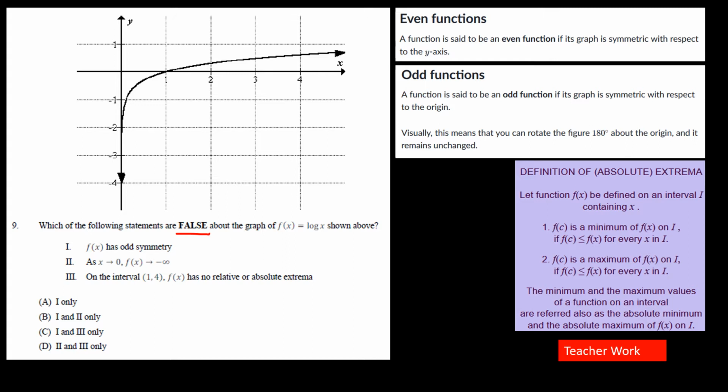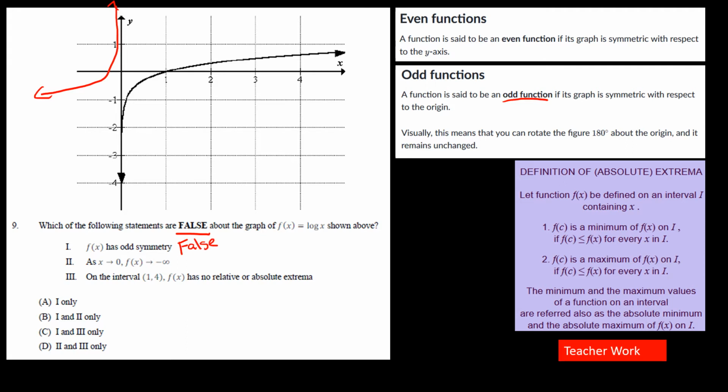So just a repeat of what even and odd symmetry looks like. An odd function is symmetric about the origin. Visually, this means that you can rotate 180 degrees. So if I was to turn this, we would look something like this, right? I turn this 180 degrees, and it should look like the exact same graph. Well, it doesn't. It looks like a reflected version of it. So does this have odd symmetry? This is false.